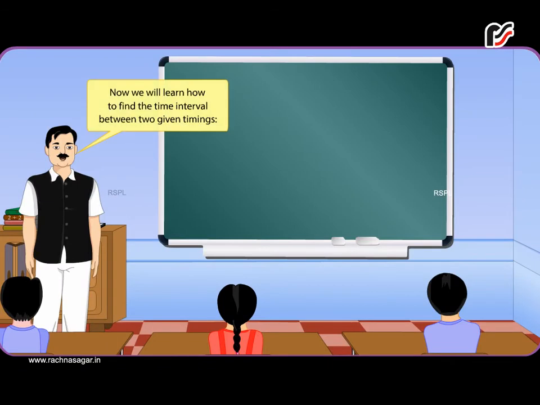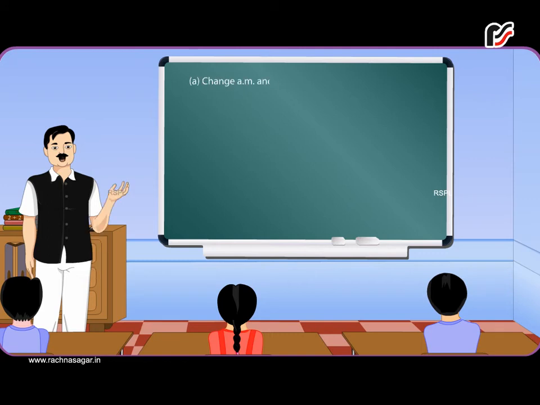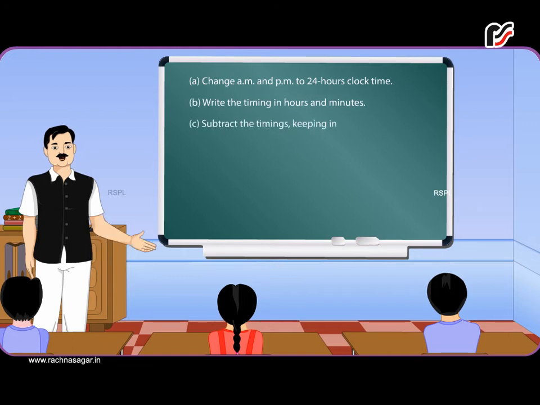Time interval. Now we will learn how to find the time interval between two given timings. A. Change AM and PM to 24 hours clock time. B. Write the timing in hours and minutes. C. Subtract the timings, keeping in mind regrouping of hours and minutes.